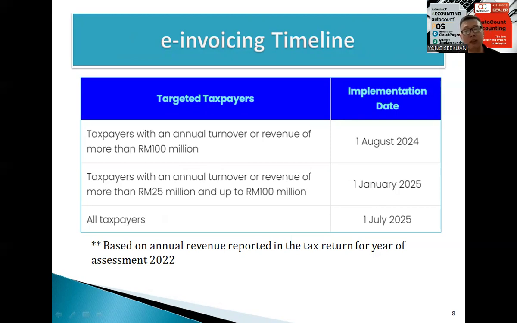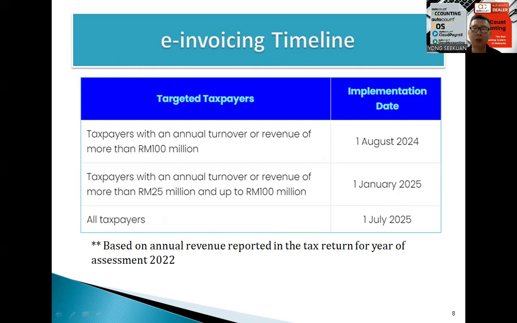Secondly, the second phase is 25 million to 100 million. So we're going to implement it next year, 1st of January 2025. Then below 25 million will be everyone below, so it won't have a limit or gap. It will start on 1st July 2025.